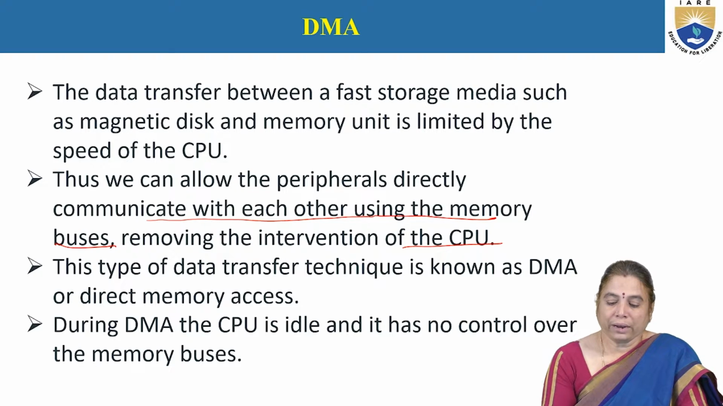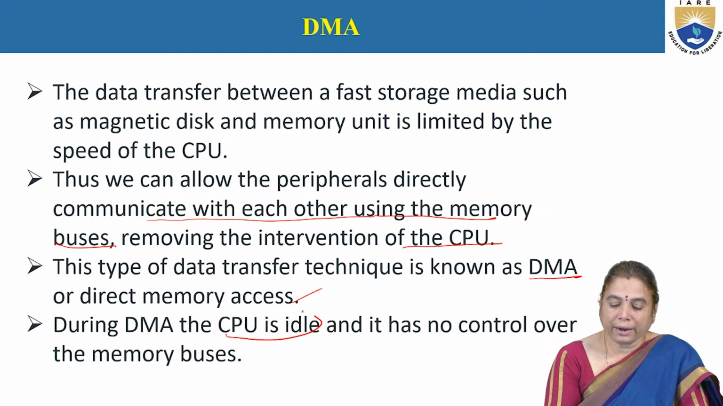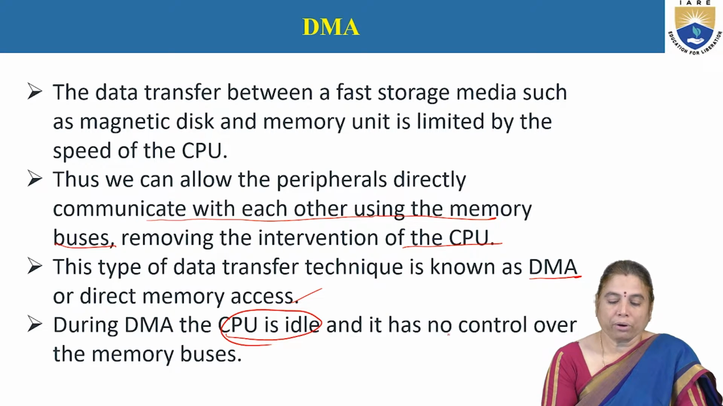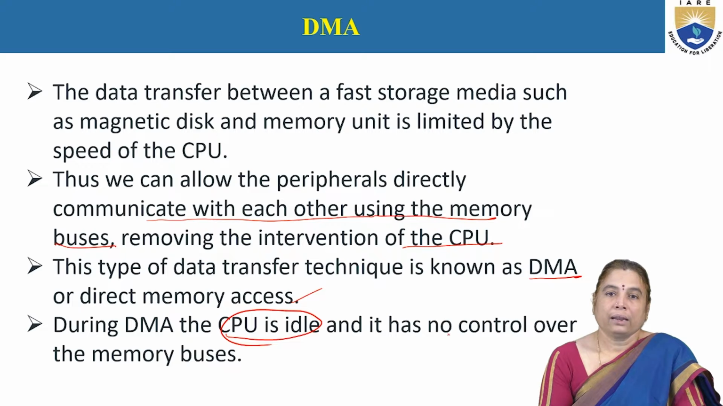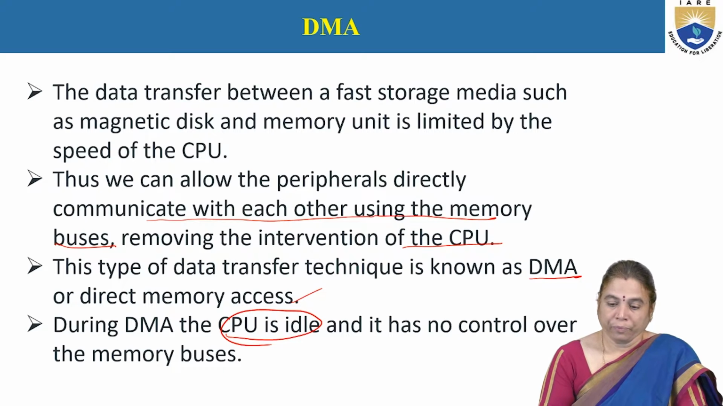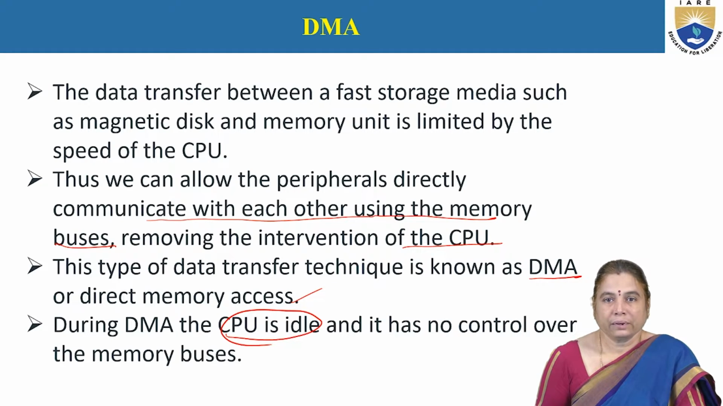This type of data transfer technique is referred to as DMA, or direct memory access. During DMA, the CPU is idle and has no control over the memory buses. Directly, the data transfer takes place between the peripheral devices and the memory unit. That method of data transfer is DMA. These are the three modes of data transfer. Now we'll look into each and every method of data transfer in detail.